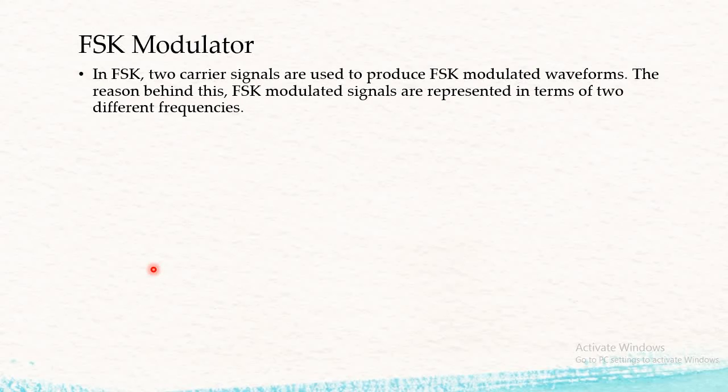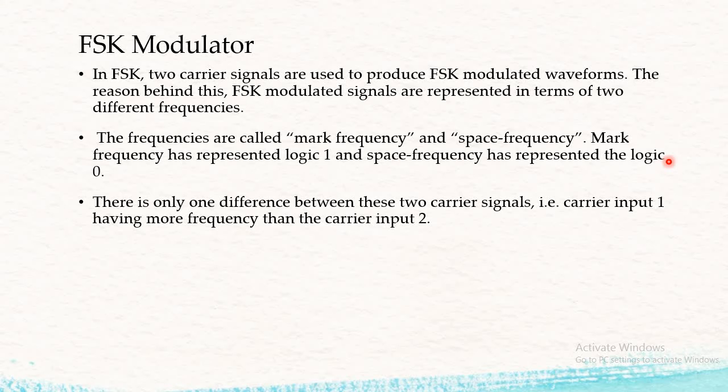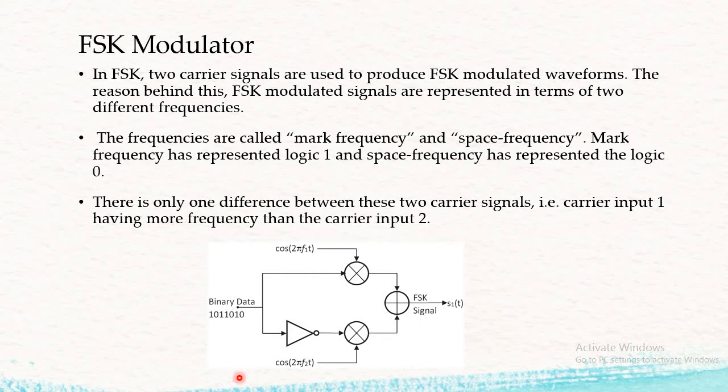Then the FSK modulator. In FSK, two carrier signals are produced to produce the FSK modulated waveform. The reason behind this is FSK modulated signals are represented in terms of two different frequencies. The frequencies are called the mark frequency and the space frequency. The mark frequency is represented as a logic 1 and the space frequency is represented as a logic 0. There is only one difference between these two carriers, that carrier 1 has more frequency than carrier 2. So this is an FSK modulator where we are having two modulators with two different frequencies.